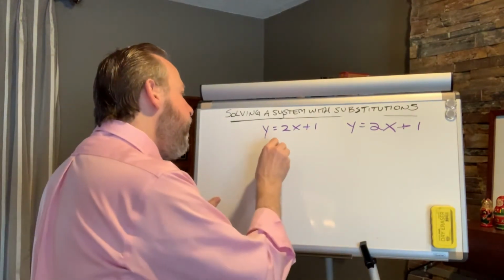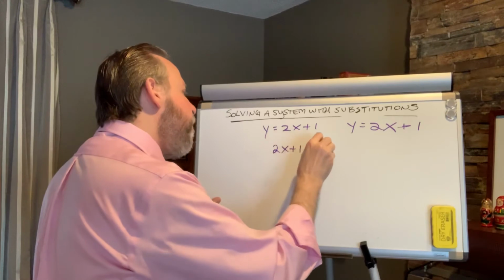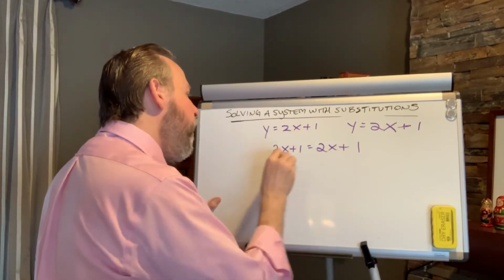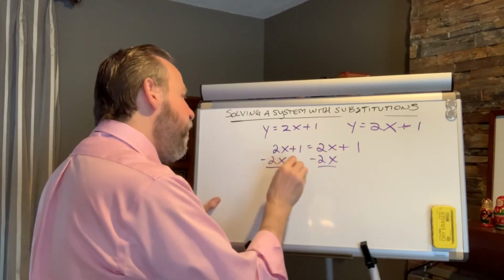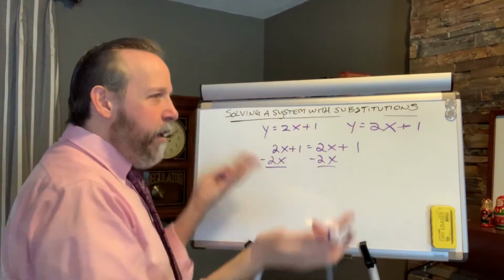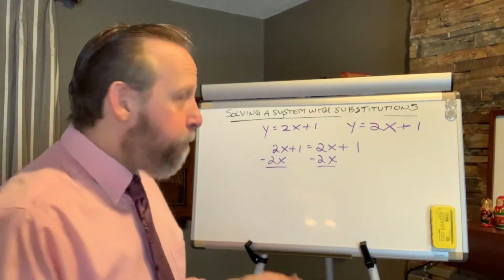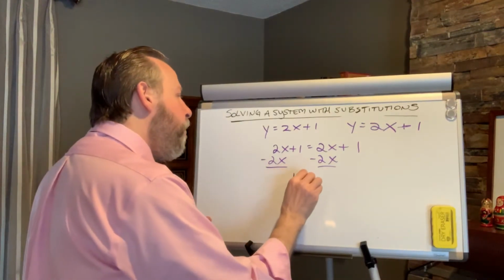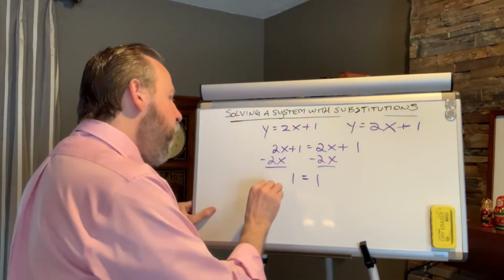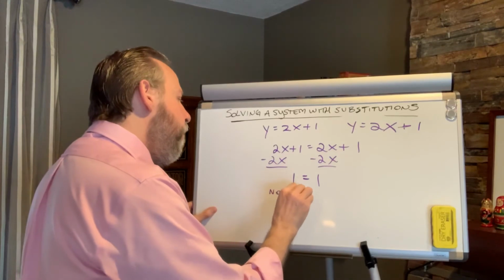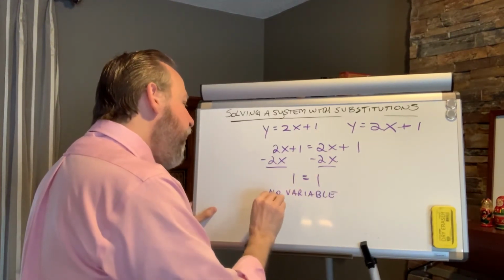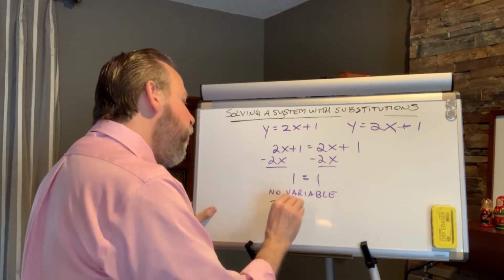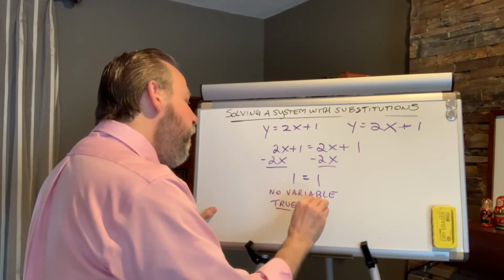So once again, I set them equal to each other. 2x plus 1 equals 2x plus 1. I subtract 2x from both sides to try to get my variables to isolate. But again, they're both going to drop out to nothing, leaving me 1 equals 1. Well, there's no more variable. That's true. The statement I'm left with is true.